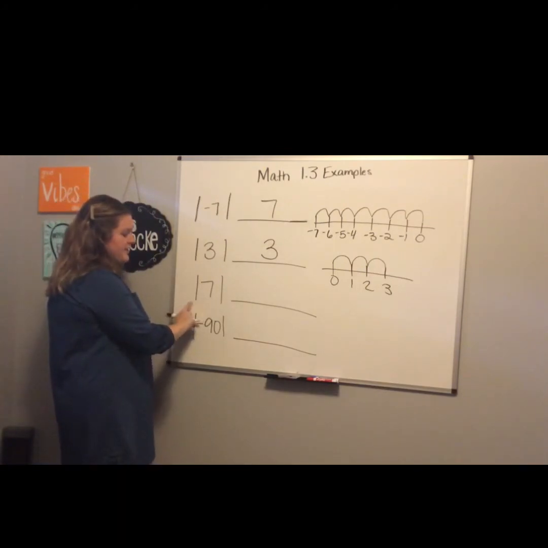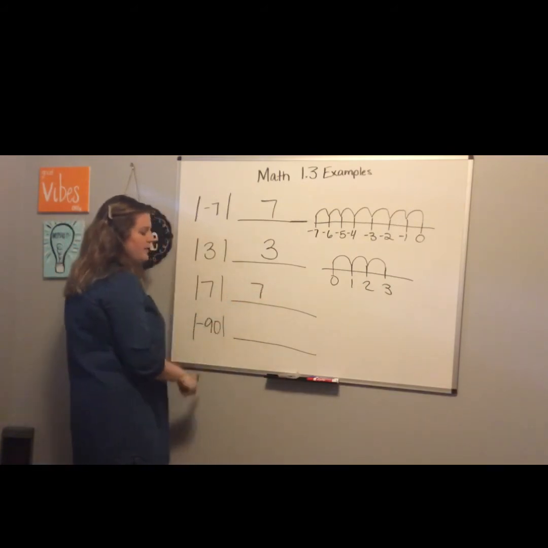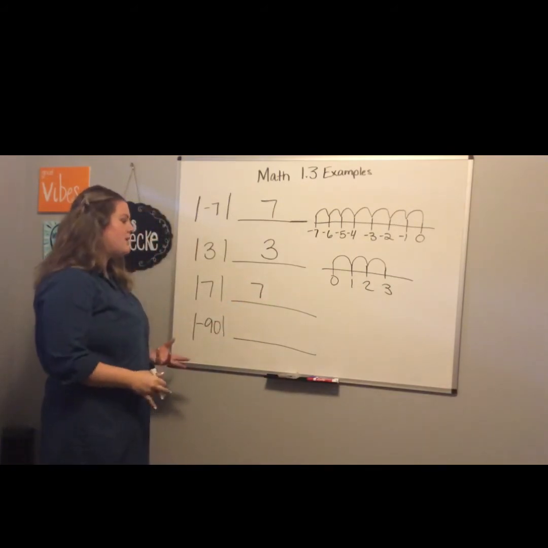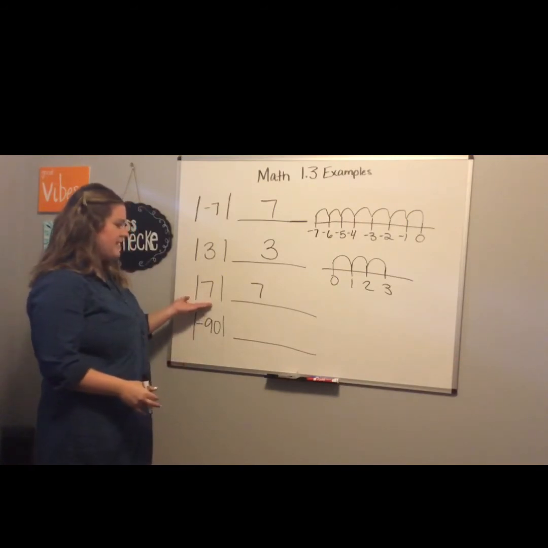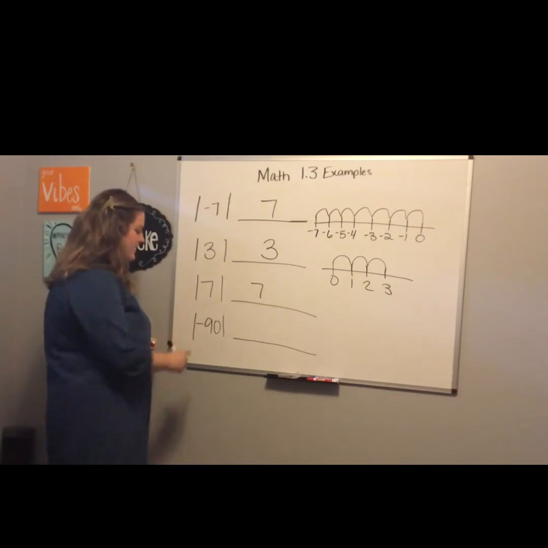Now I have a +7. This should be easy. It's just 7. Because +7 is 7 units away from 0 on a number line. It's the same number, it's just positive, no matter what. If it's already positive, it stays positive.